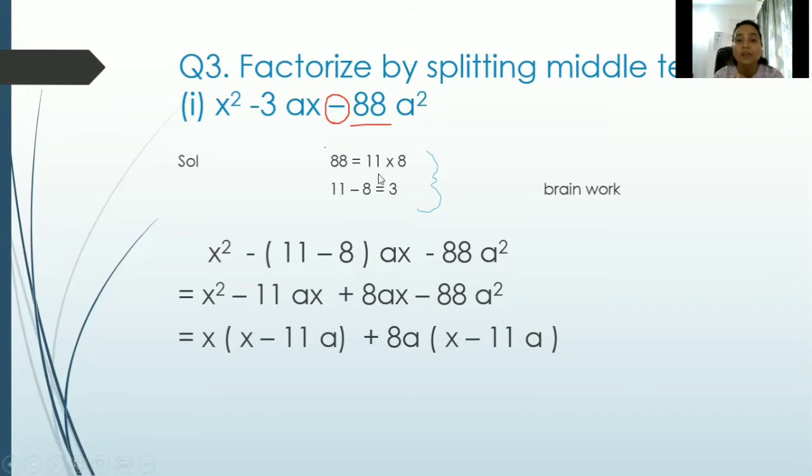So apply this minus sign between these factors. 11 minus 8. What we will get? 3. What is this 3? It is your middle term. So the middle term gets split by splitting this term into the product form, and by applying this sign, it should give the middle term.